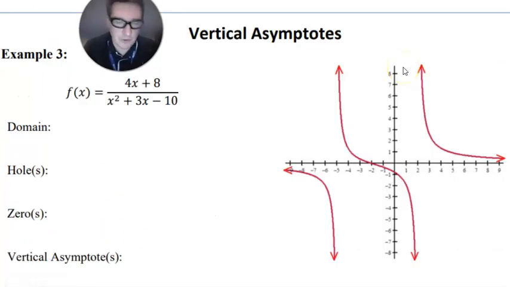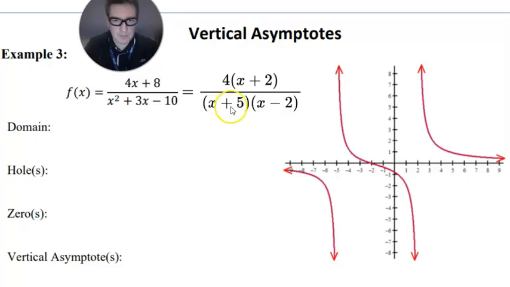All right, let's do another example. f of x equals 4x plus 8 all over x squared plus 3x minus 10. When solving rational functions, sometimes it's useful to always just factor both sides to make sure there are not any holes. When I factor both sides, I see on top we have 4 times x plus 2, and on bottom I have x plus 5 times x minus 2.